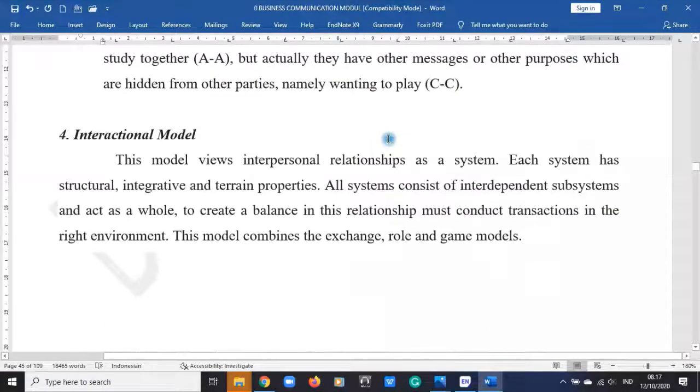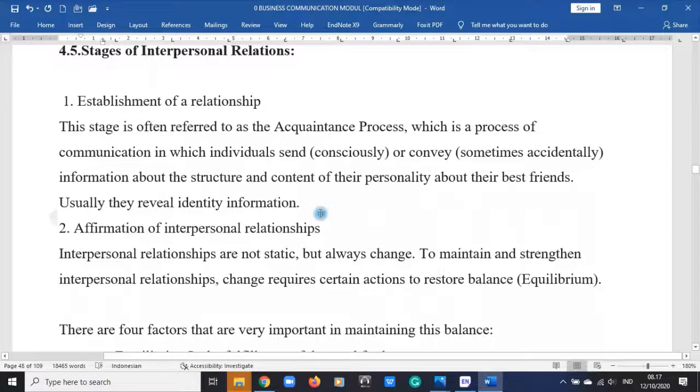Okay, and then fourth, we have the interactional model. Interaction happens because of a mix between the action model, role model, and game model. The theories that we learned before, this is more like a mixing of those theories. The next part is stages of interpersonal relationship.